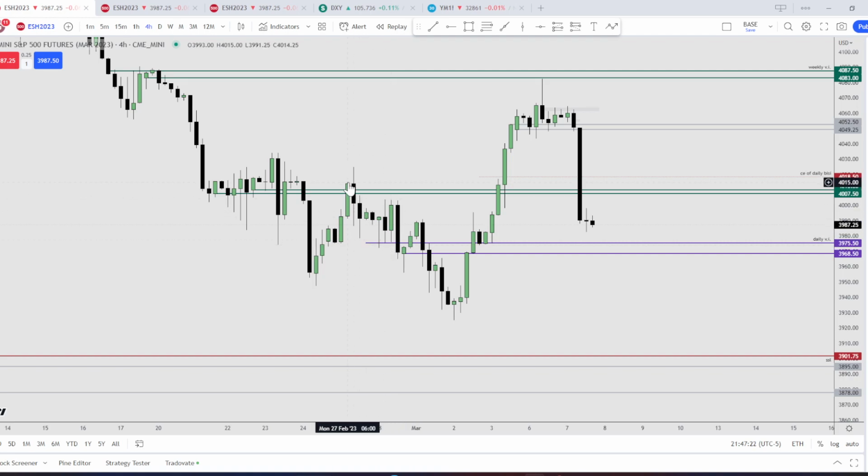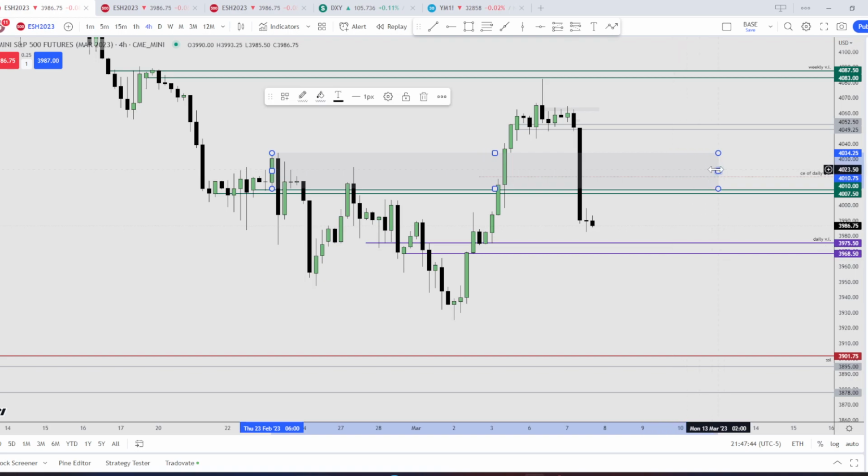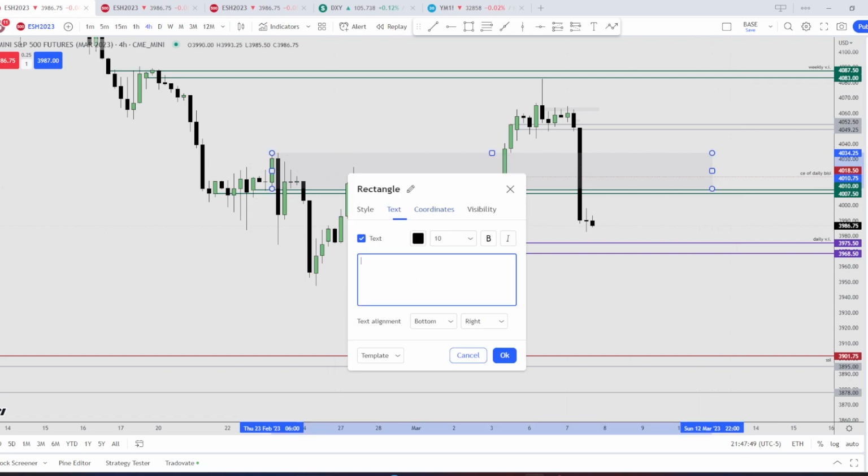I like this breaker. I like this breaker as well. I think I'm gonna use this breaker. This is on the 4 hours, sorry. I like this breaker. H4 breaker.